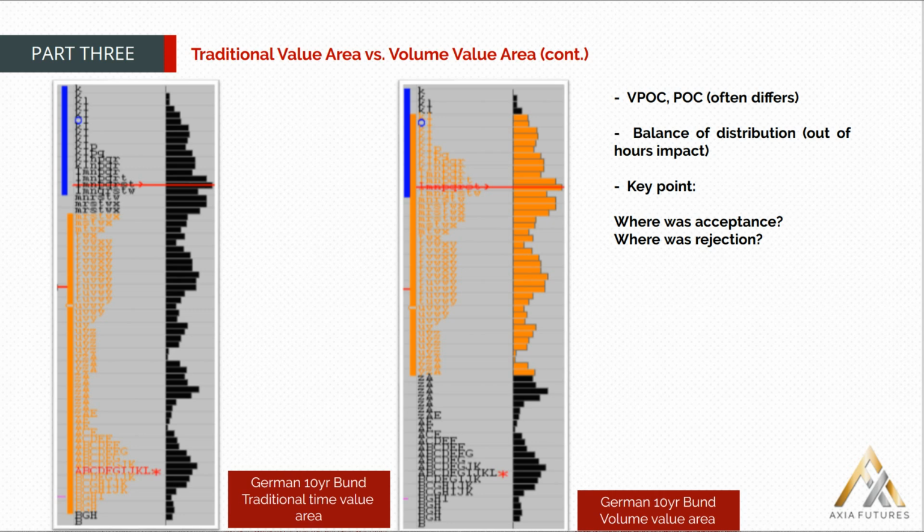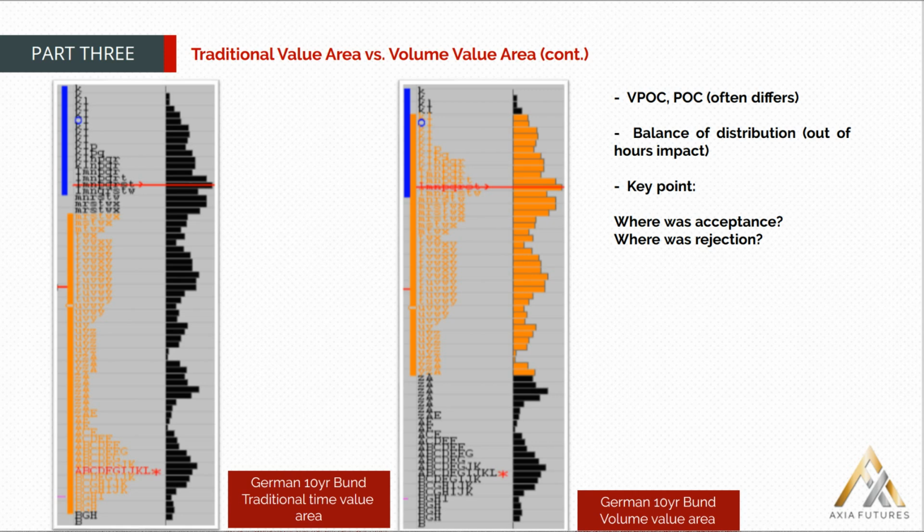Now, if you look at the distribution on the right, you can see instead of utilizing time to determine the value area, we've used volume to determine value area. So we've said basically where buyers and sellers have agreed to 70% of the day's volume, that will be the value area for the day.